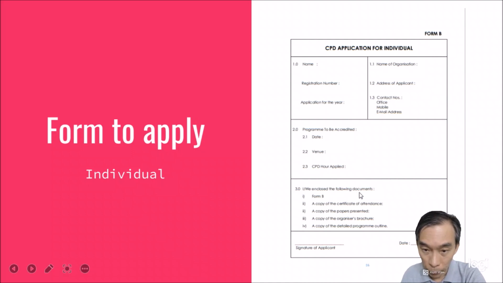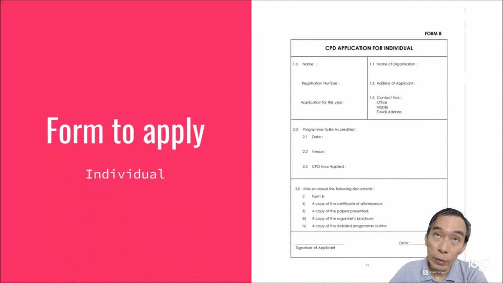So you have to enclose the following documents: Form B, this particular form, a copy of the certificate of attendance, a copy of the paper presented, a copy of the organizer's brochure, and a copy of the detailed program. This is for when you are an invited speaker to a particular event. For example, you are a registered estate agent and you were invited to maybe a developer's event, like a SHEDA event.